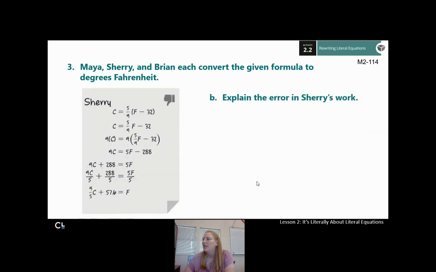Now let's take a look at Sherry. Sherry started off with what we did, but when she got her F all alone, oh my, Sherry's equation doesn't look right. It doesn't look like the one we got. It doesn't look like the one Maya got. I think Sherry made a mistake here. So can you take a look at this and see where Sherry made the mistake? What was Sherry's mistake? What did she do wrong? And explain it to us. Go ahead and hit pause, jot it down, and then hit play when you're ready to check your work.